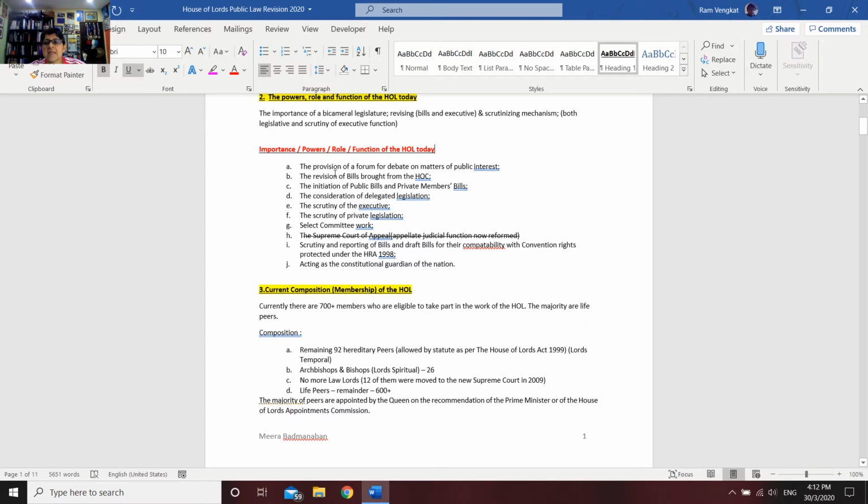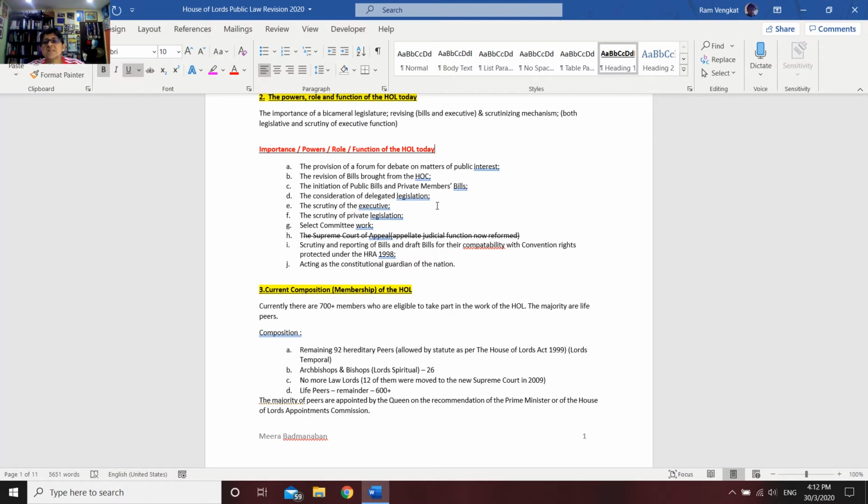What does it do? A, it's a forum for debate on matters of public interest. B, it revises bills which have been brought from the House of Commons. And on this point, you can also say bills can also start in the House of Lords. An example of that was the very important Human Rights Act, which started in the House of Lords. C, public bills can start in the House of Lords, so can private member bills. D, delegated legislation is considered by the House of Lords. It's scrutinized by the House of Lords. So in a sense, A to D is legislative work of the House of Lords.